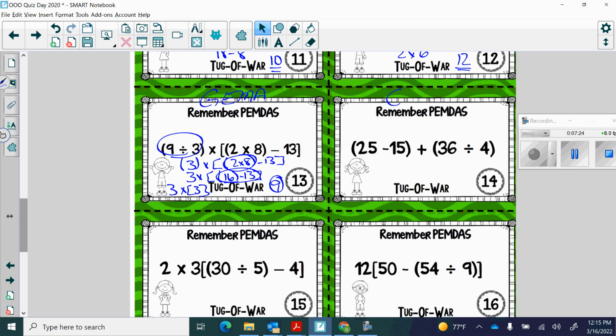Next one, going through our GEMMA. We have two sets of groupings, so start on the left. Gives us 10 plus 36 divided by 4. We have one on the right, so 10 plus 9. No exponents, no multiplications, we just add those together. 10 plus 9 is 19.